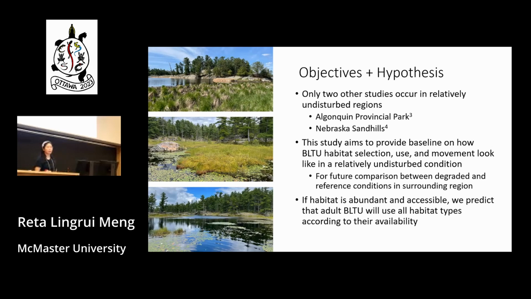And so we predict that if a habitat is abundant and accessible to the Blandingii turtles, then the adults will use all habitat types according to their availability, therefore showing neutral selection most of the time.